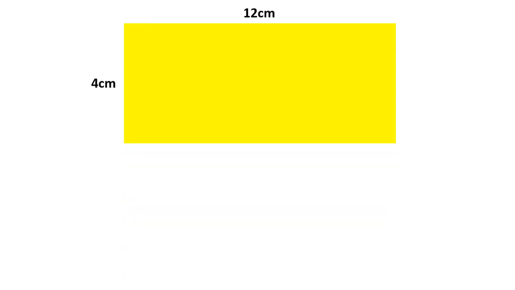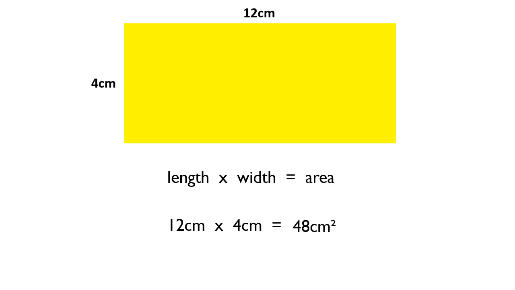Brilliant. I'm sure you all remembered that to work out the area of a shape, you times the length by the width. So we know the length is 12 centimetres and the width is 4 centimetres. So we will do 12 times 4, which we know equals 48. So the area of this rectangle is 48 centimetres squared. Well done if you got that right. And if you didn't, just have another look through this formula and think where you might have gone wrong.